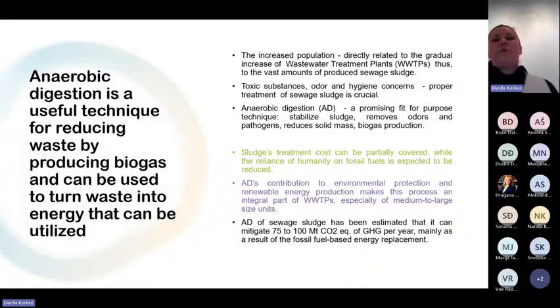So a promising fit-for-purpose technique is definitely anaerobic digestion, because it can stabilize sludge, remove odors and pathogens, reduce the solid mass, and produce biogas. According to some estimations, anaerobic digestion can mitigate around 100 megatons of CO2 equivalent of greenhouse gases per year, and it's mainly a result of the fossil fuel-based energy replacement.